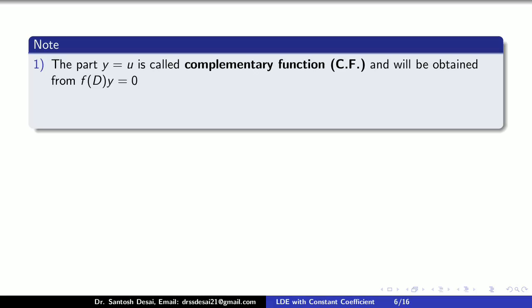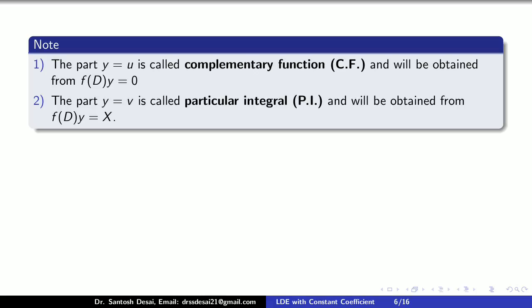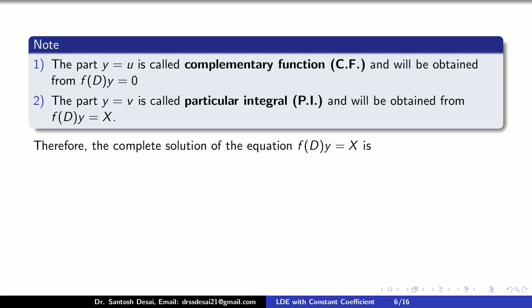Now let us take one note here. The part y = u is called the complementary function and will be obtained from f(D)y = 0, and the part y = v is called the particular integral and will be obtained from the whole equation f(D)y = X. So therefore the complete solution of the equation f(D)y = X is y = CF + PI.